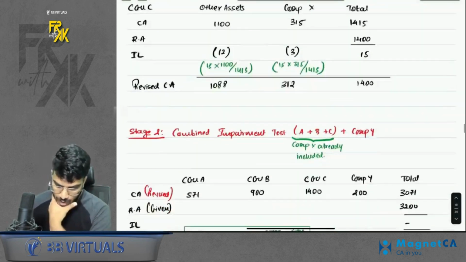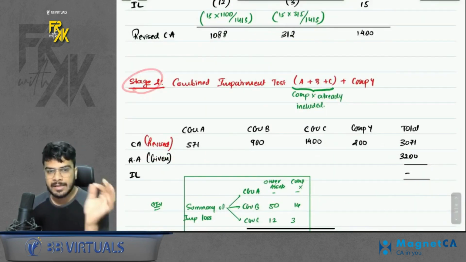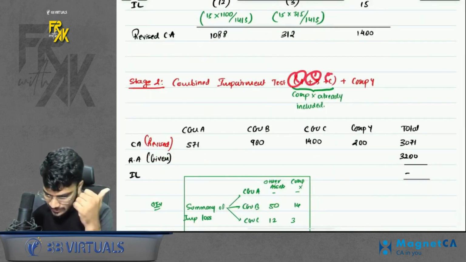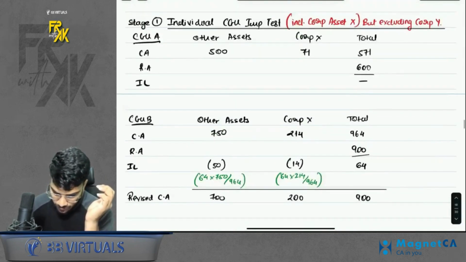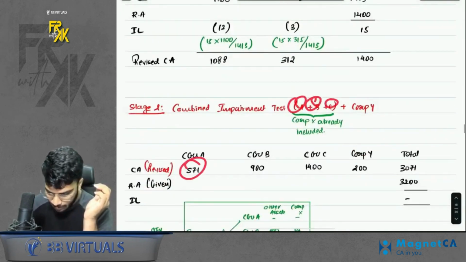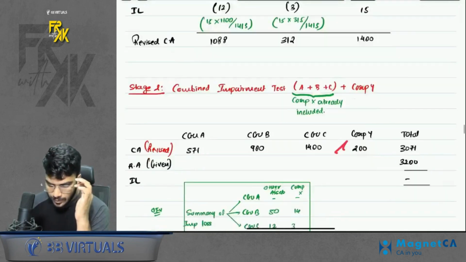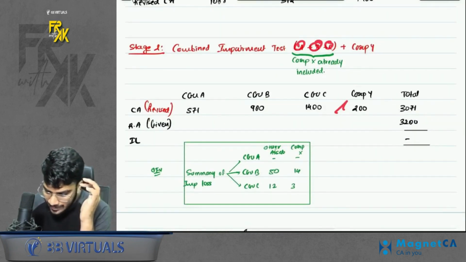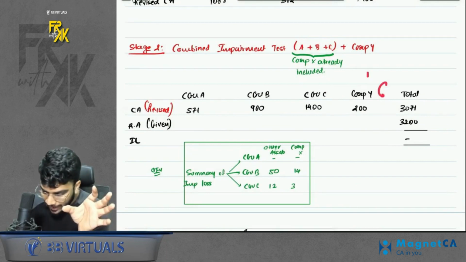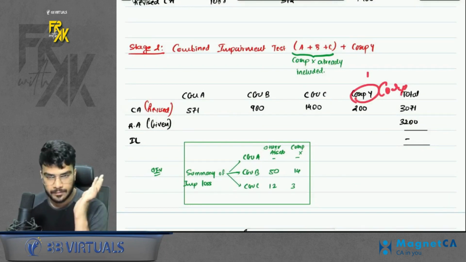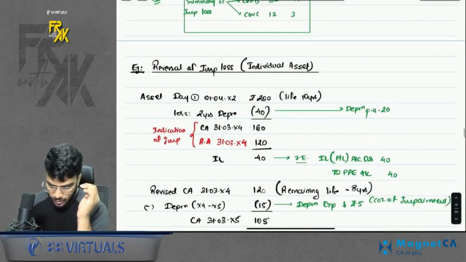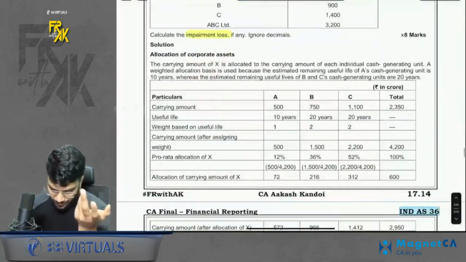Clear? Then we did the test in stage 2, where we combine A, B and C. Take the revised carrying amount of each CGU, whatever you have after impairment loss, and include Y here. Why not include X? In CGU A, B and C, X is already included, so we need not add X again. We will just add Y. So this was illustration number 23, a good illustration.